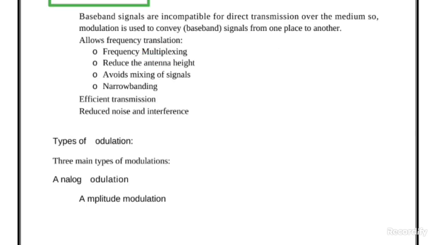And the next one is need of modulation. Any signal transmitted directly without modulation has several limitations. To avoid these limitations, we require modulation techniques at the transmitter side and demodulation technique at the receiver side. It allows frequency translation. The modulation is used in frequency multiplexing. It reduces the height of antenna. It avoids mixing of signals.